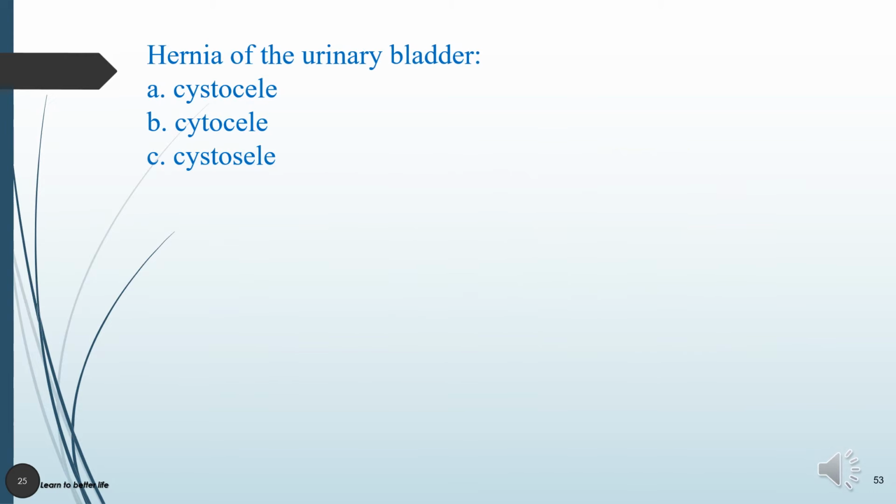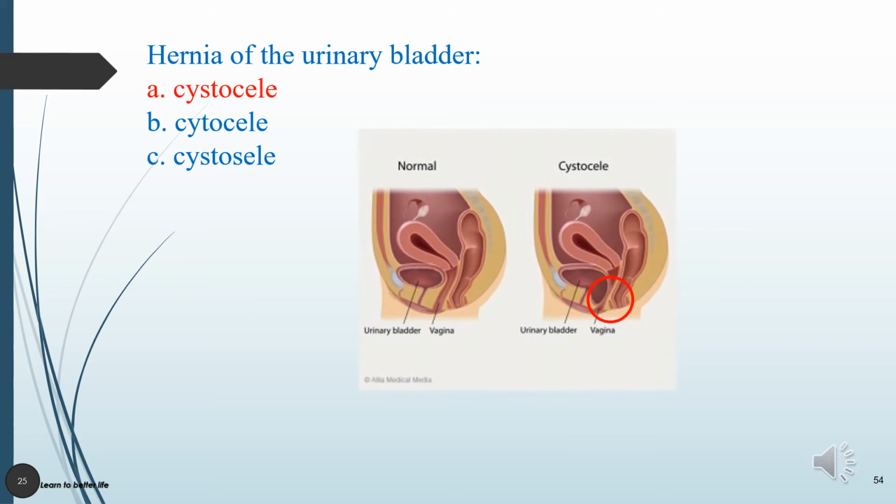Hernia of the urinary bladder is A. Cystocele. The answer is A. Cystocele.